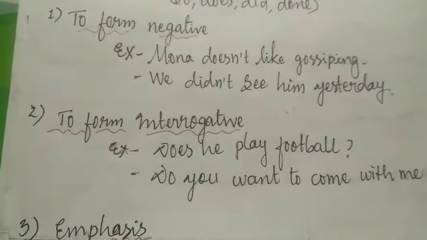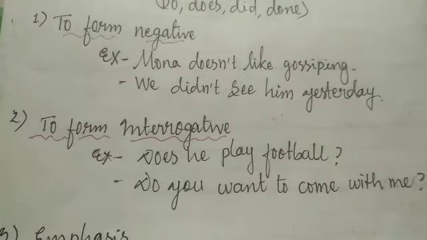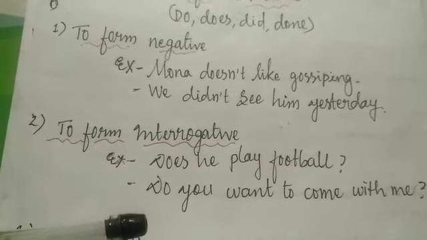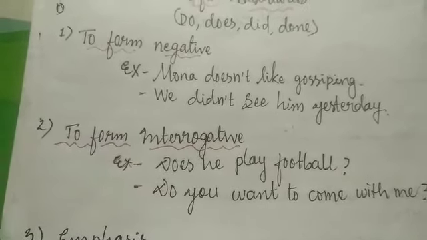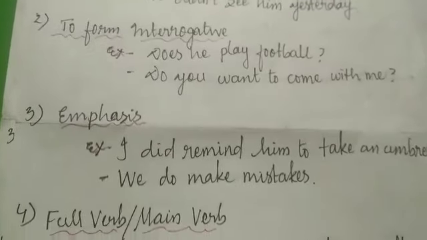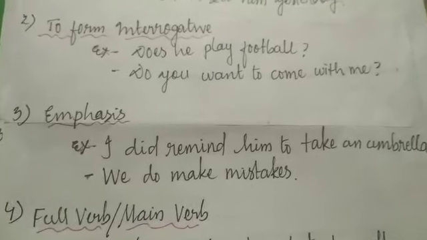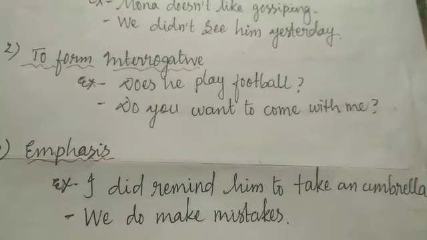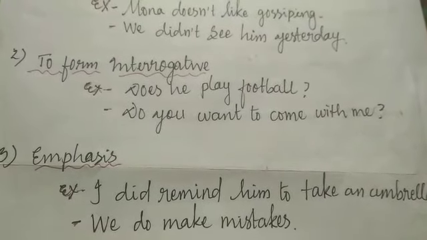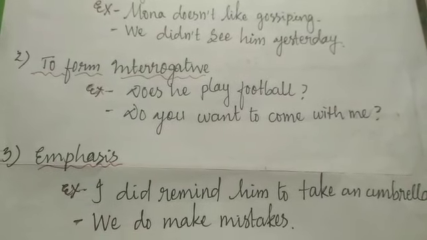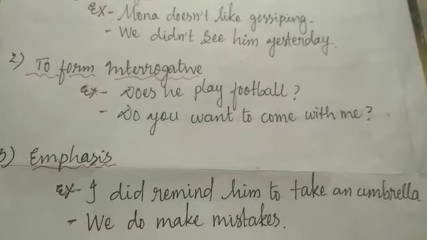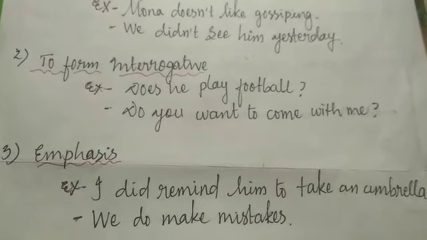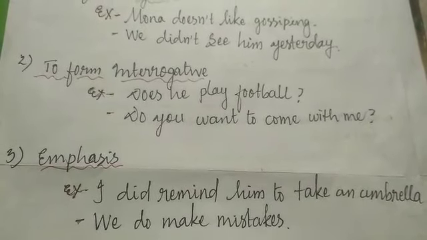The second is to form interrogative. You see, does he play football? Do you want to come with me? Here we used does and do to make the sentence interrogative. Now the third function is to lay emphasis. For example, I did remind him to take an umbrella, or we did make mistakes. When I say I reminded him to take an umbrella, it becomes a simple statement. But when I say I did remind him to take an umbrella, there is an emphasis in this sentence.